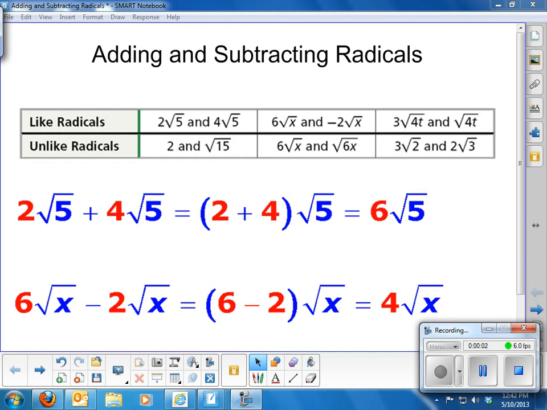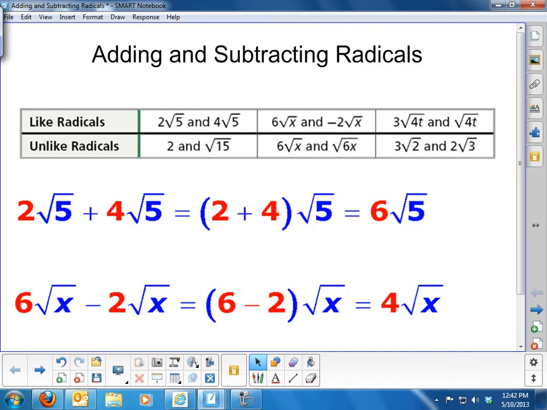Alright guys, we are going to learn today how to add and subtract when we have radicals. So the first thing we need to talk about is two vocab words, like radicals and unlike radicals. Like radicals are when the number underneath the square root symbol is the same.